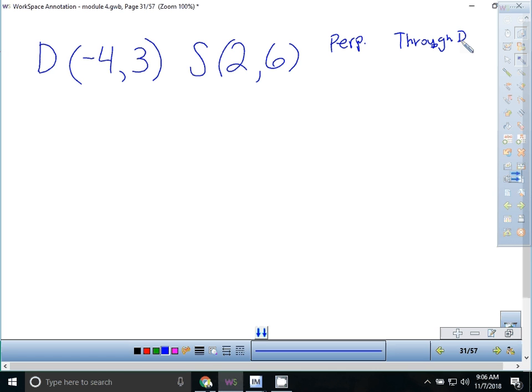So, again, we want to go through -4, 3 and 2, 6. We want it to be perpendicular this time. Now, why is perpendicular important? What are you going to have to do? Yes, always reduce fractions. But yes, since it says perpendicular, you're going to have to flip and change the sign, aren't you? And Griffin said he wants to go through -4, 3, so use that for your equation.